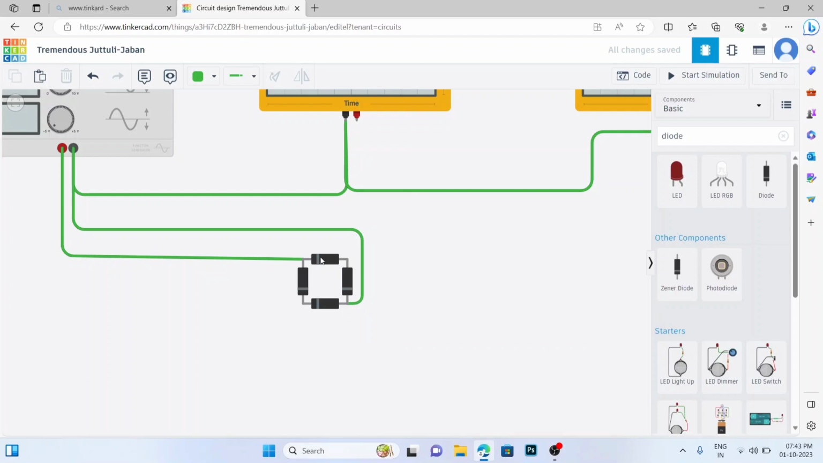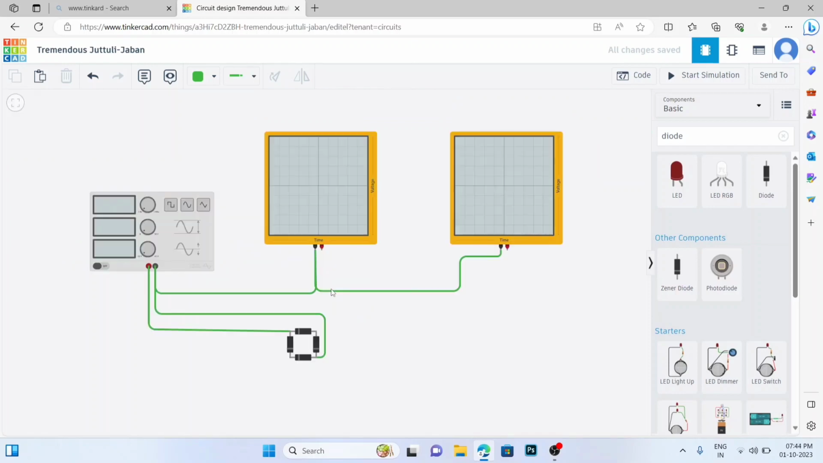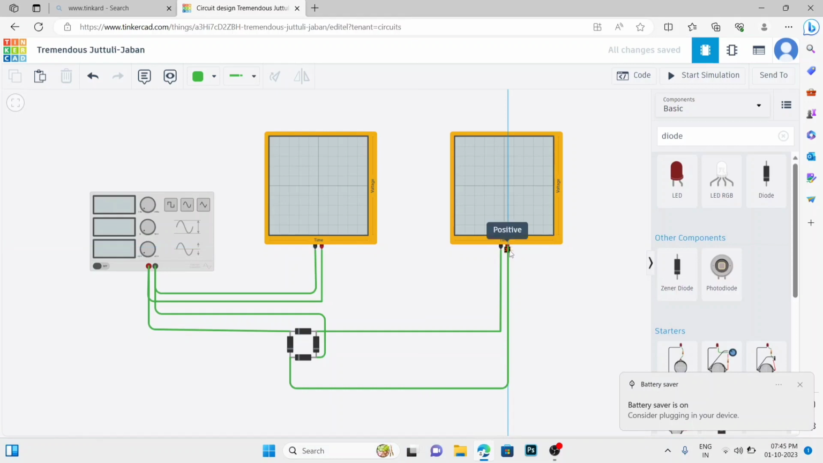Now I am going to connect the oscilloscope. Connect the input side oscilloscope with the supply terminal, and I will connect the second oscilloscope with the output side of the bridge rectifier. This is our input side, input oscilloscope, this is the output, and we'll get the output from this side. You can see here our connection has completed. Now I am going to simulate this circuit.